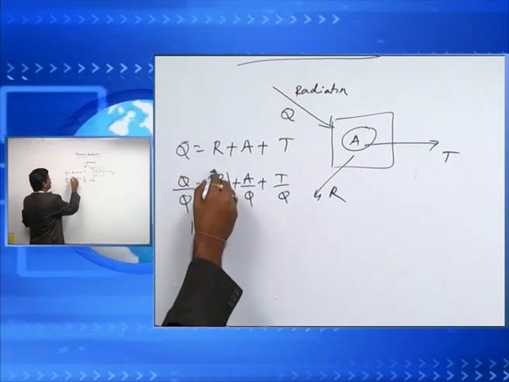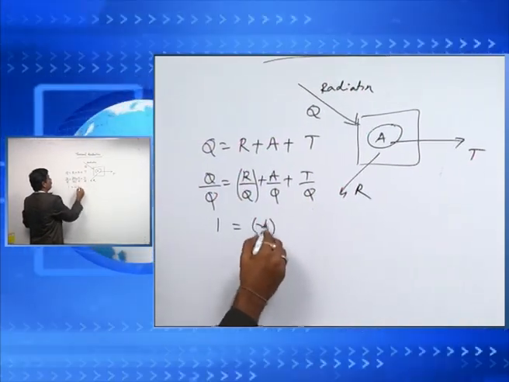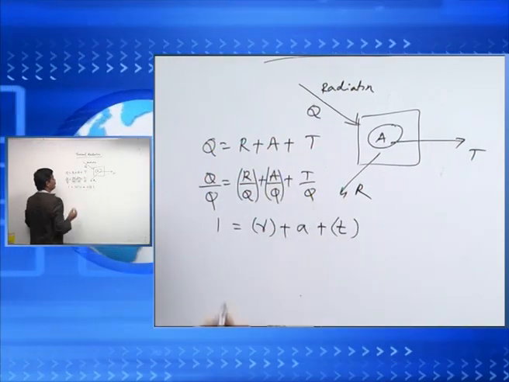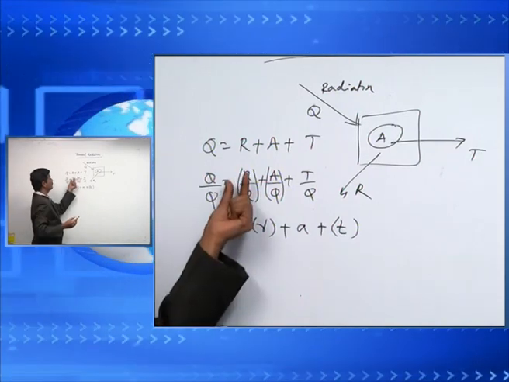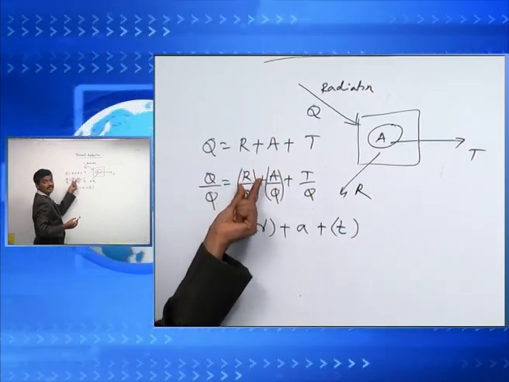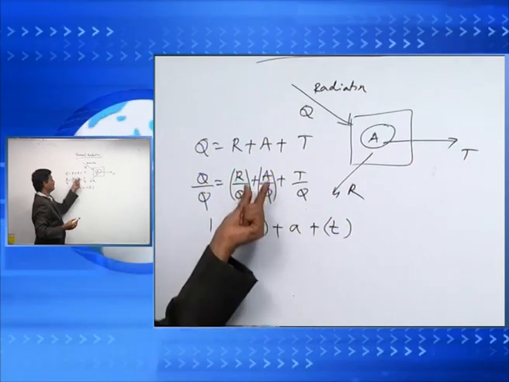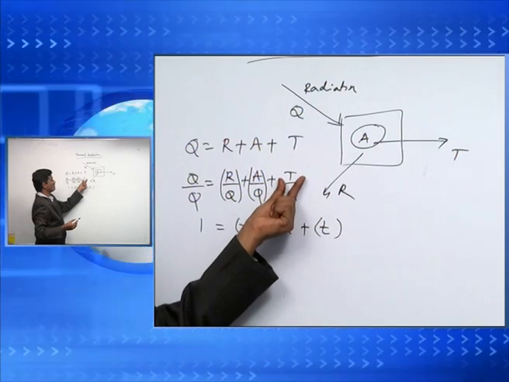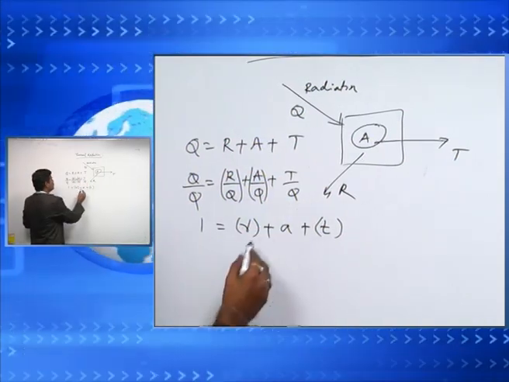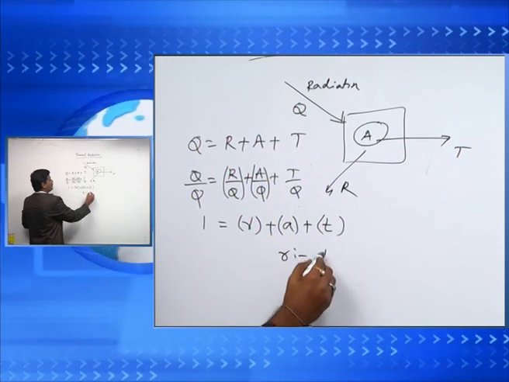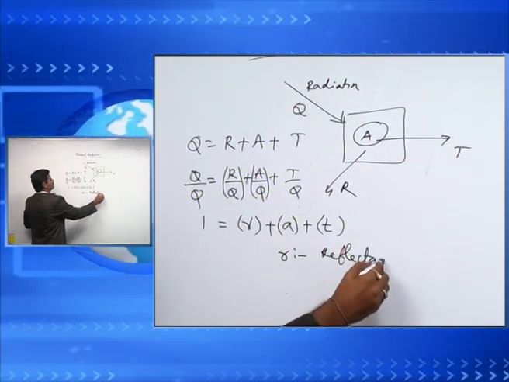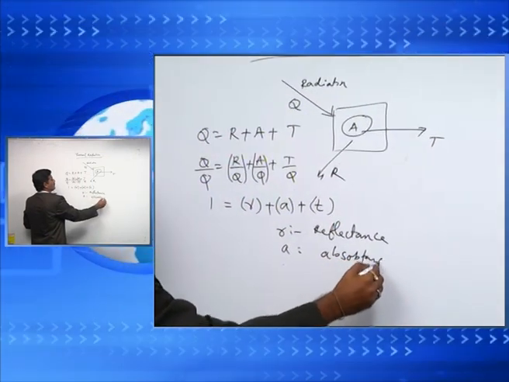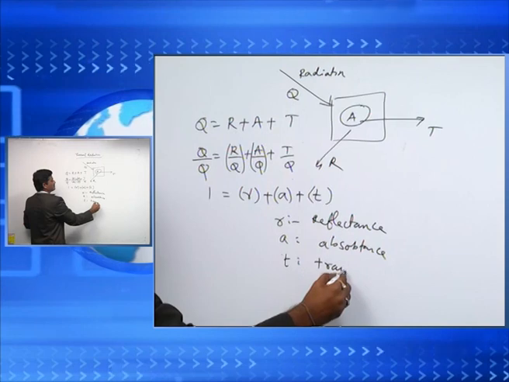I am writing R by Q as small r, plus small a, plus small t. Small r is the ratio of the amount of reflected energy to the incident energy. Small a is the amount of absorbed energy to the incident energy. Small t is the amount of transmitted energy to the incident energy. So small r we call reflectance, small a is called absorptance, and small t is the transmittance.